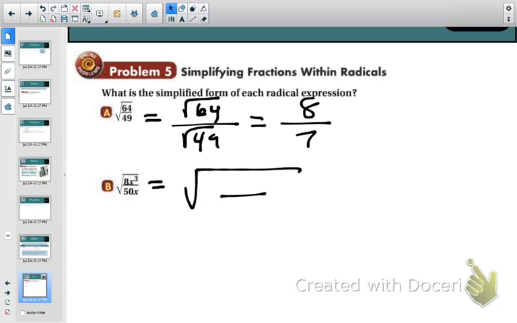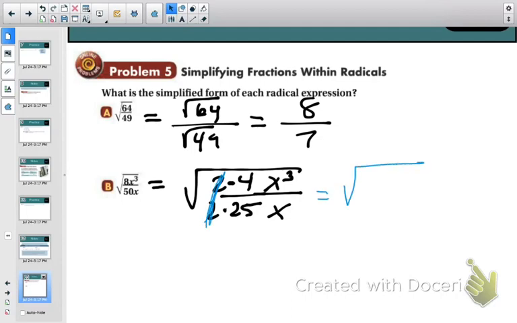8/50ths, those are both even, so we can divide those by 2. It's the same as 2 times 4, and then 2 times 25. Then you have your x to the third on top, x on the bottom. So these two just cancel. So really this is the same as the square root of 4 over 25. And then remember, you can simplify these by subtracting the exponents. So that's 3 minus 1, so we're left with x squared on top.